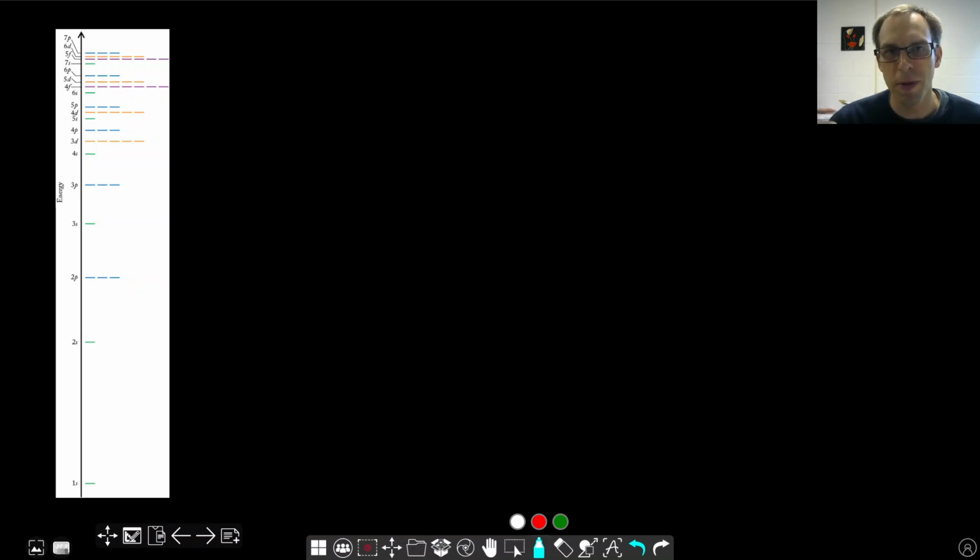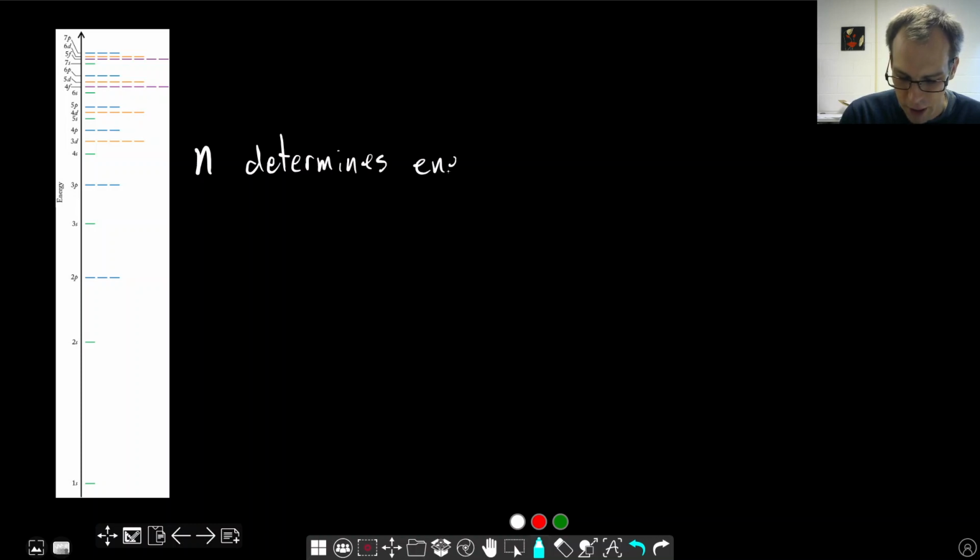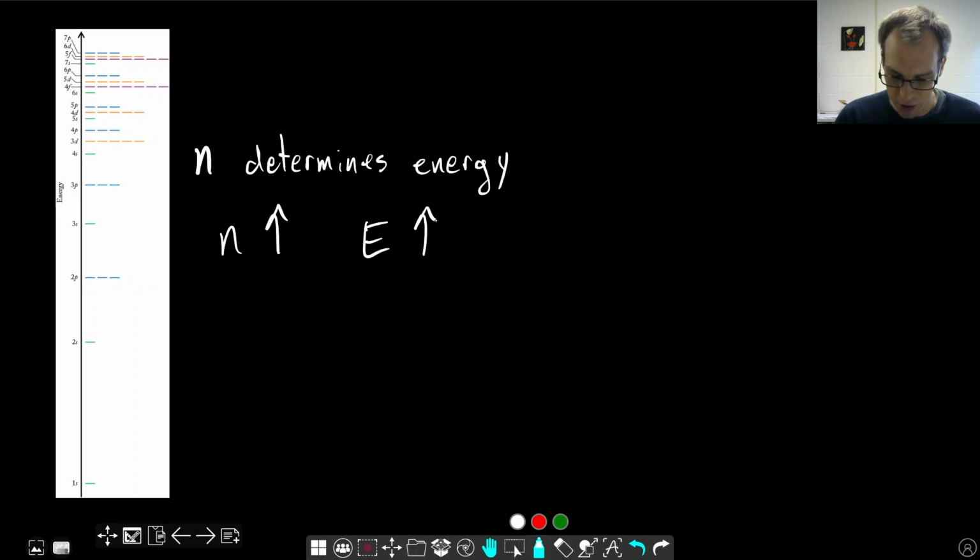At this point, before we continue going down the periodic table and looking at electron configurations of elements, I want to highlight something that is important. We have mentioned that n determines the energy of our orbitals, and so we expect as n increases, the energy increases, and so we fill the lowest energy orbitals first.